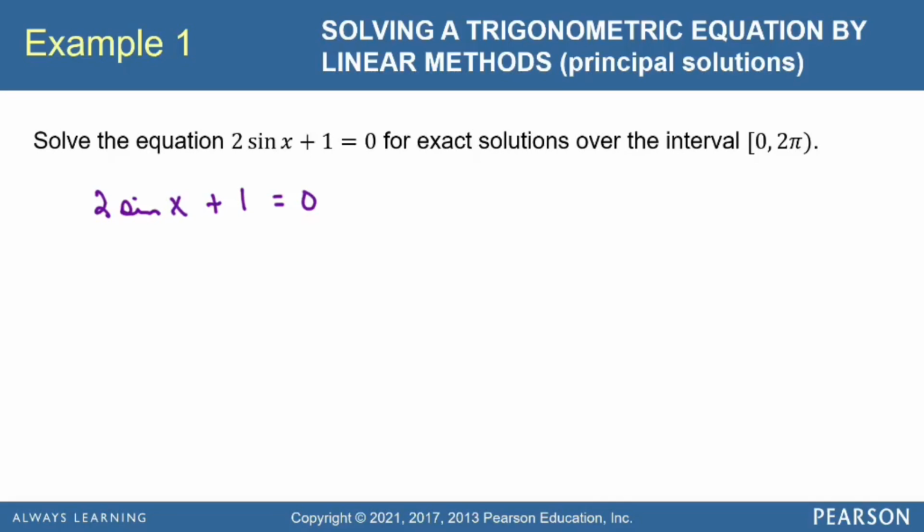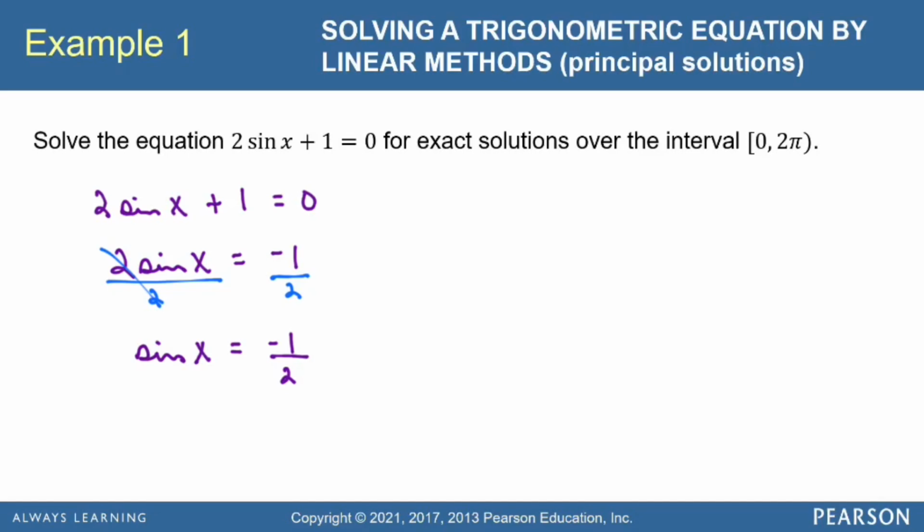So here is our equation, and we want to isolate the sine of x. So to do that, we're going to subtract 1 from both sides, and that will eliminate the plus 1 from this side, and we'll have a negative 1 show up on the right side. So that would give us 2 sine x equals negative 1. And now we want to eliminate this coefficient of 2 by dividing both sides by 2, and that will leave us with sine of x equals negative 1/2.